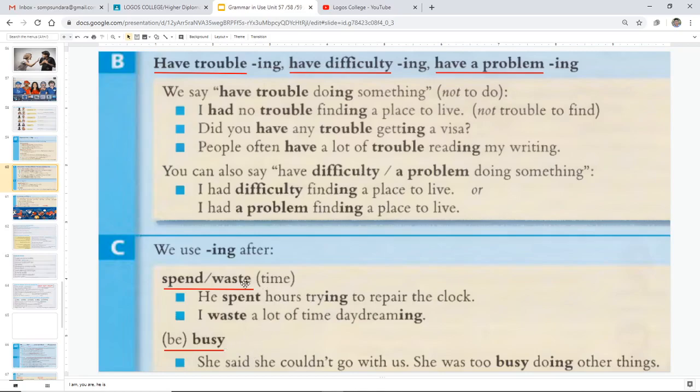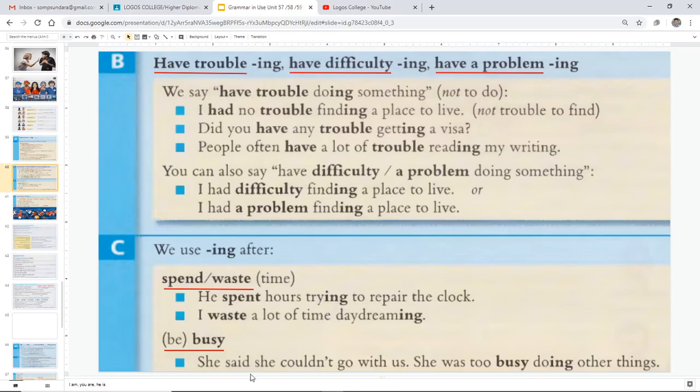Notice spend and waste are used only when you're talking about time. When you're talking about a period of time, right? He spent hours. I waste a lot of time. You could say, I waste hours daydreaming. He spent weeks trying to repair a clock. So in this sense, make sure you use a phrase of time, a period of time, with spend and waste, and then use the gerund.